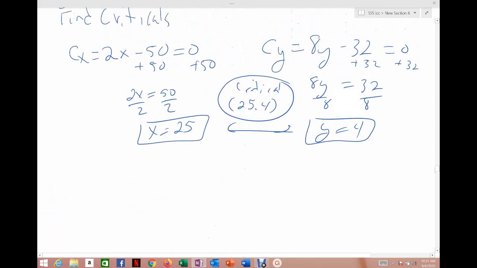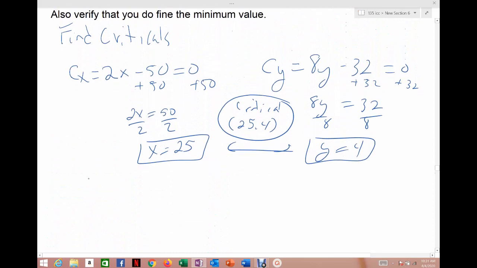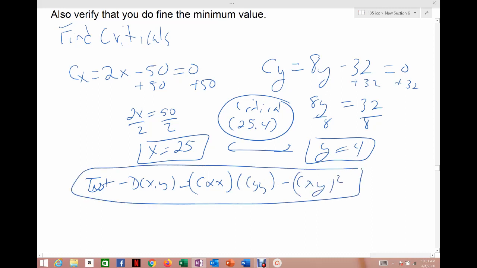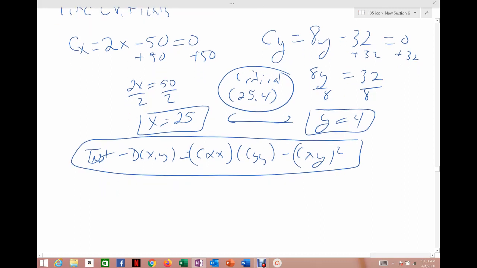Alright, so to check that this is actually giving me the minimum that I'm looking for, not a saddle point or a maximum, I test using my D formula. Remember, the D formula is the second derivative with respect to x times the second derivative with respect to y minus my mixed derivative squared. As I'm finding my second derivatives, I'm just going to go ahead and plug them into my formula.